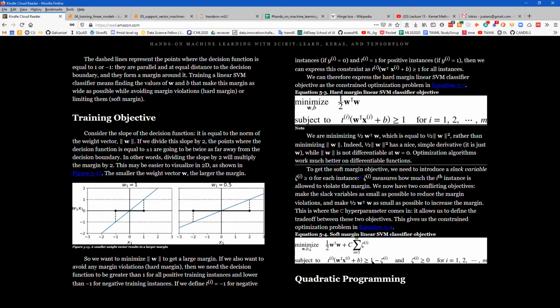So if there's m examples in your data set, then you have m values of zeta that you have to solve for. He calls these zetas slack variables, and they have to be positive. So now the condition becomes relaxed, and instead of having to be greater than 1, it has to be greater than 1 minus zeta.